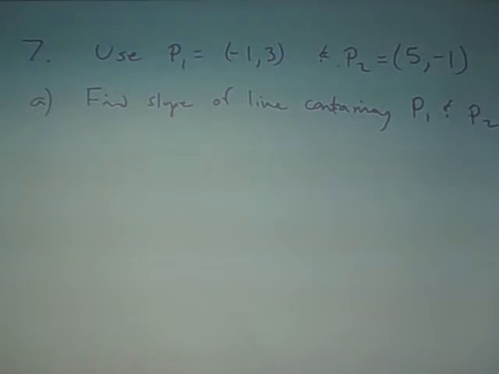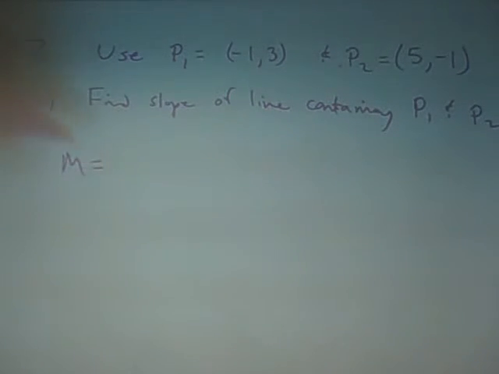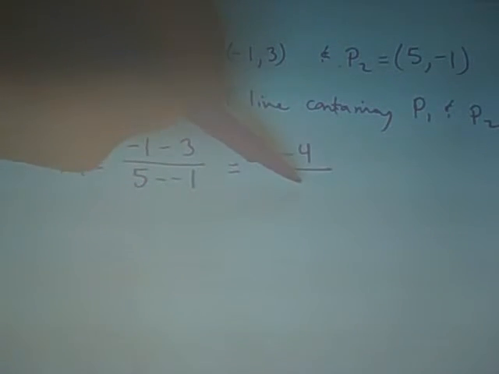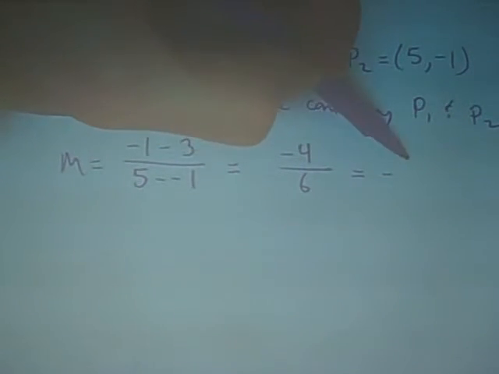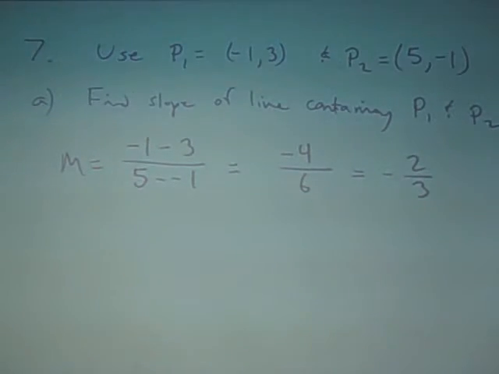Number 7, they give us 2 points and they want us to find the slope first, so we can do that. We take y2 minus y1, so take negative 1 minus 3 over x2 minus x1, so that's 5 minus negative 1. Be careful with your negatives. So that's negative 4 over 5 minus negative 1 is 5 plus 1 or 6, so that reduces down to negative 2/3. So the slope is negative 2/3.